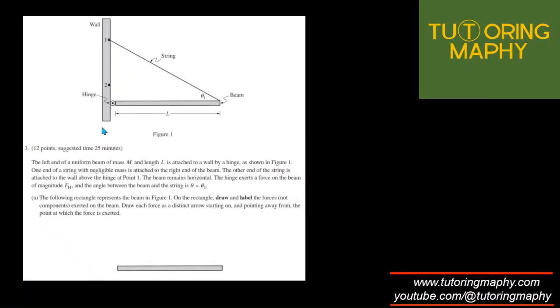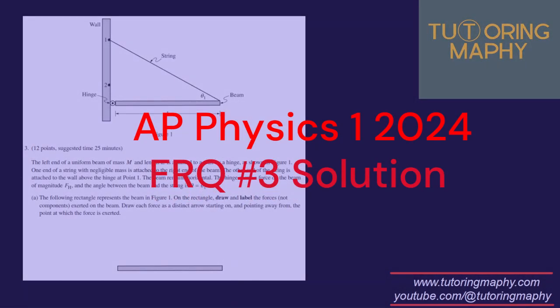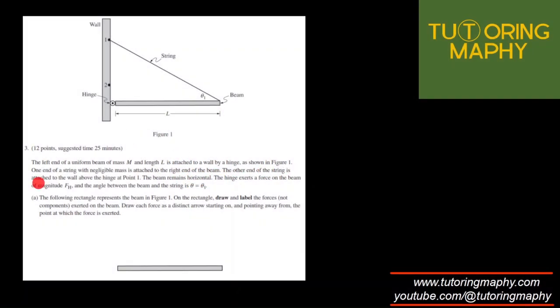Okay, question number 3 of AP Physics 1 2024 actual exam. The left end of a uniform beam of mass m and length L is attached to a wall by a hinge as shown in figure 1. One end of a string with negligible mass is attached to the right end of the beam. The other end of the string is attached to the wall above the hinge at point 1. The beam remains horizontal and the hinge exerts a force on the beam of magnitude Fh, and the angle between the beam and the string is θ1.